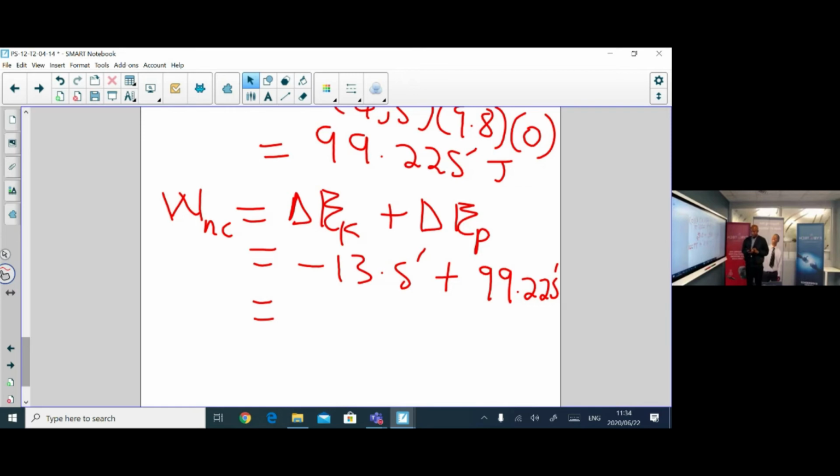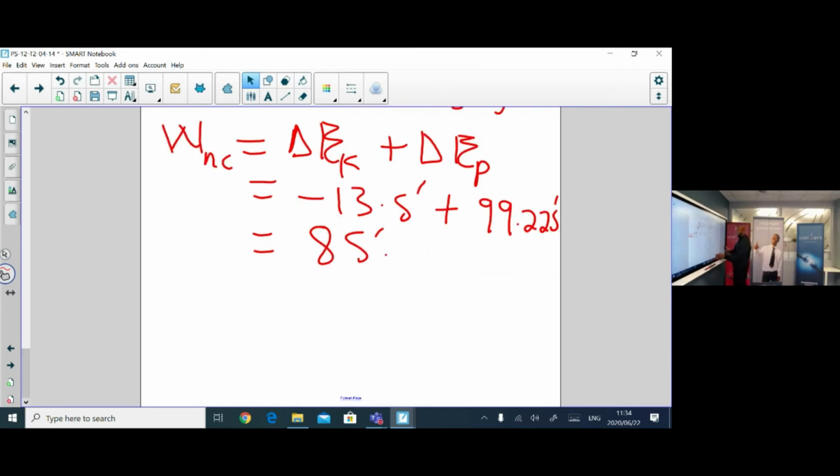Which is equals to 99.225 minus 13.5, which is 85.7. Let me say 86 because it's 85.7. It's 86 joules. Okay, this is your answer.